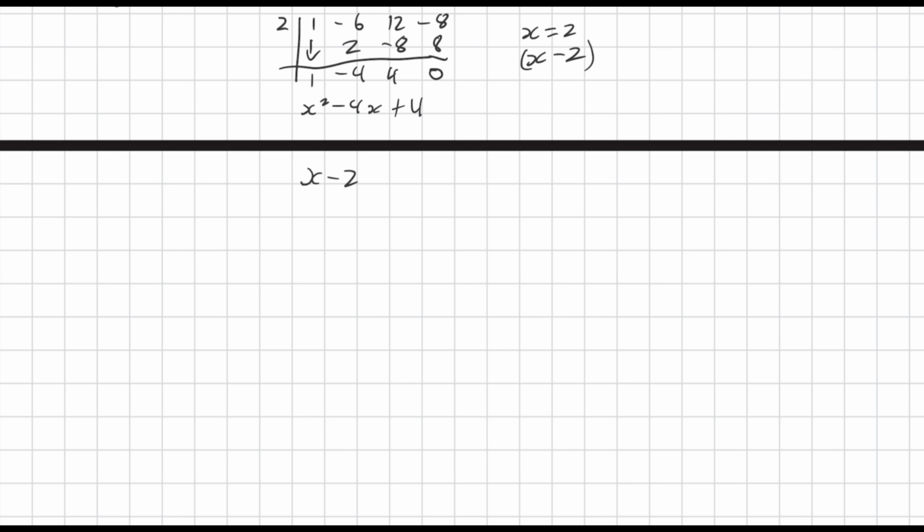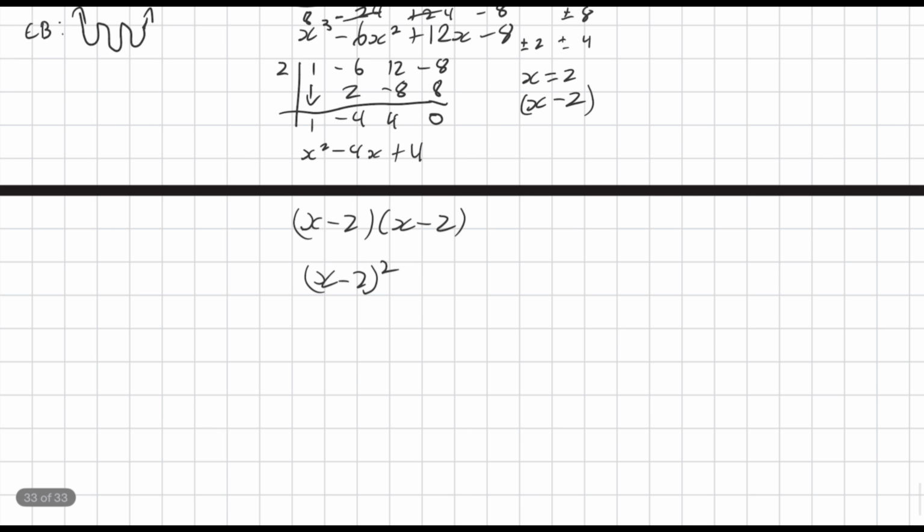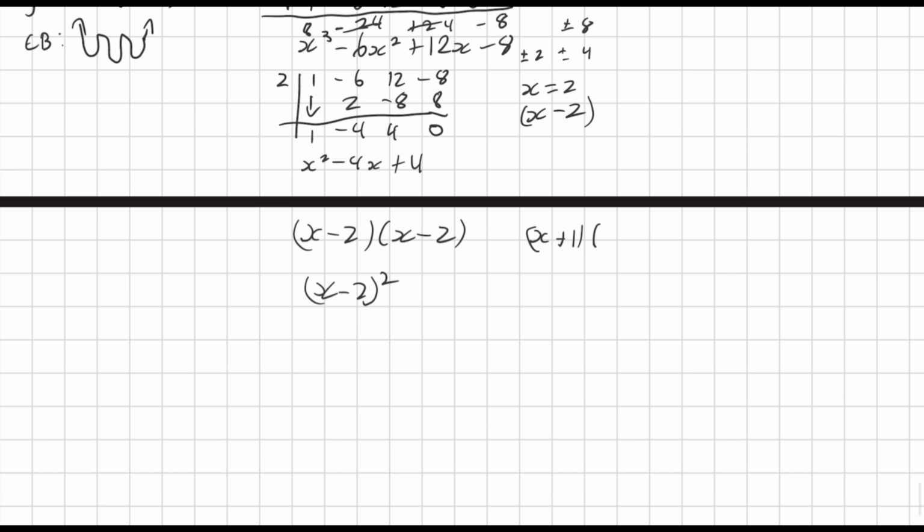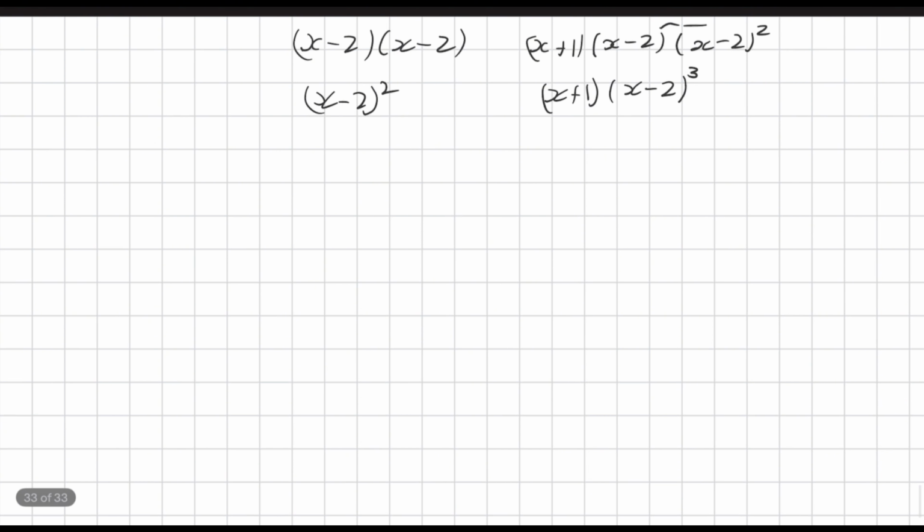It's going to be x minus 2 times x minus 2, which can be written as x minus 2 squared. So now if we write our whole equation together, it's going to be x plus 1 times x minus 2 times x minus 2 squared. And these can actually just add together and become x plus 1 times x minus 2 cubed. So we can see that that is a degree of 4, so it's the same as what we had. So let's go ahead and graph that.